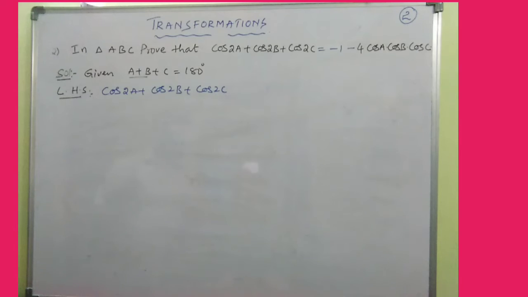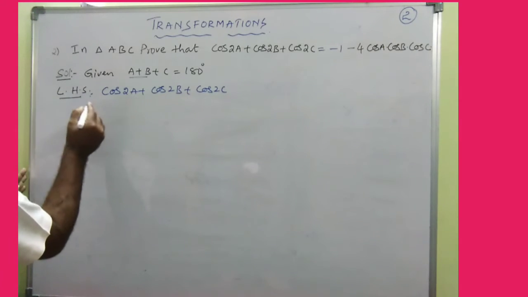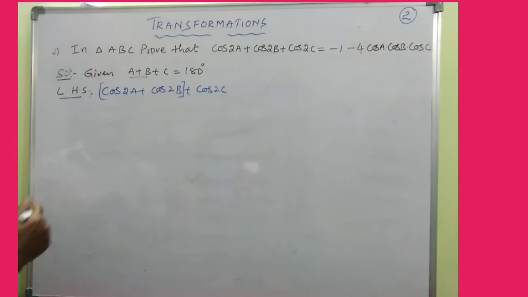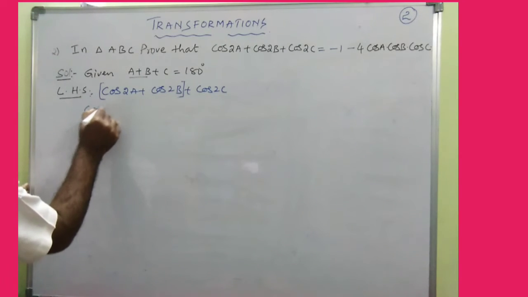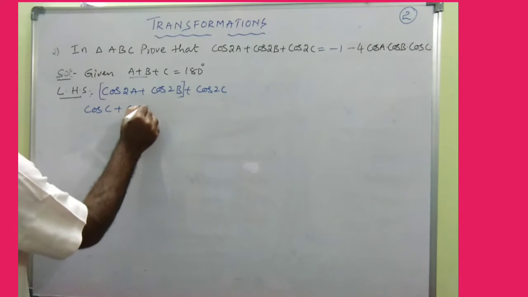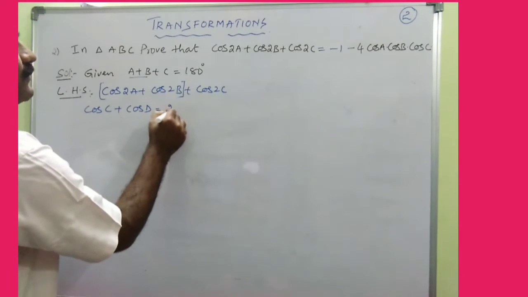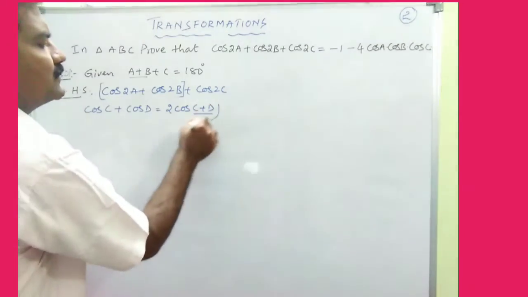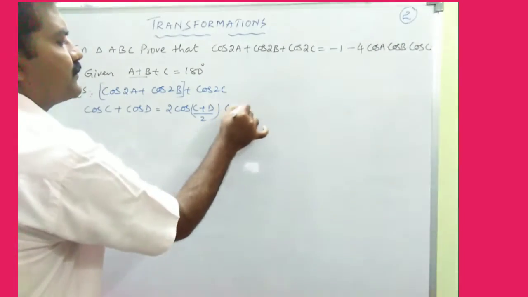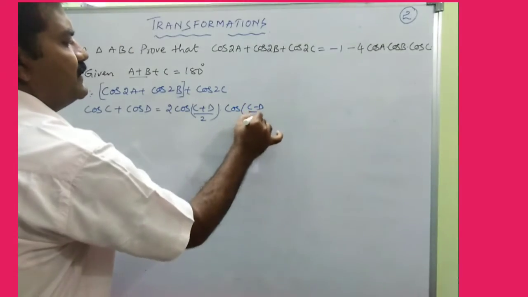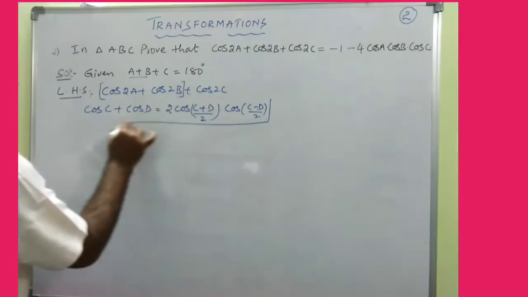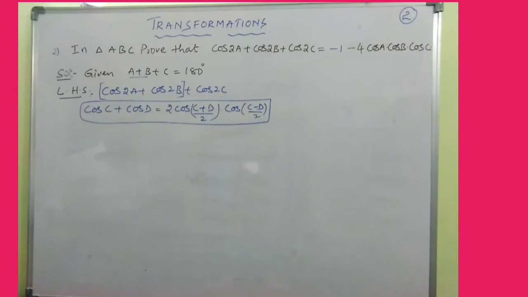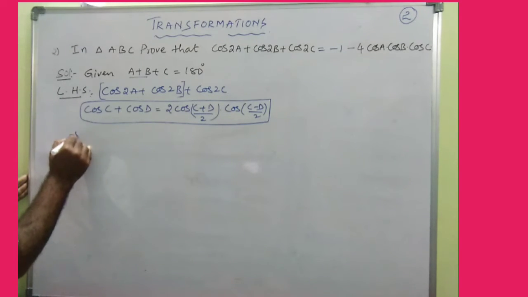Okay. So almost all the process is the same. So once again I want to consider these two as a single unit. And this time these are in the form of cos C plus cos D. The formula is 2 into cos of (C plus D) by 2 into cos of (C minus D) by 2. So the formulas are very important here. Okay. So let us use this formula now.